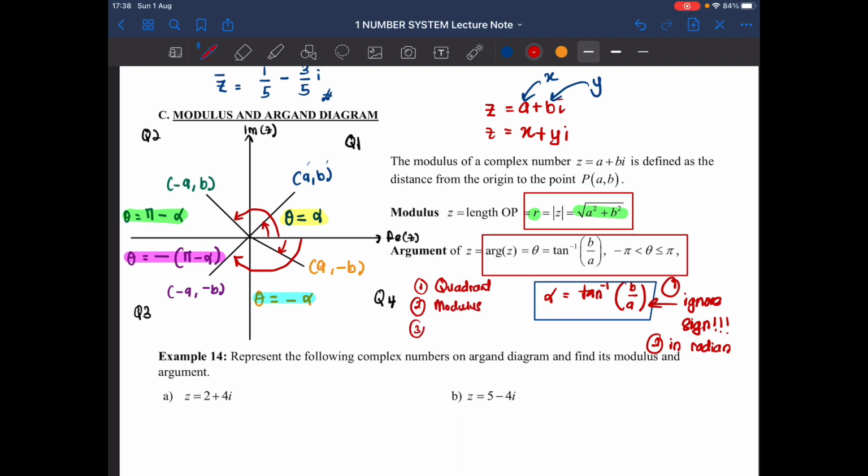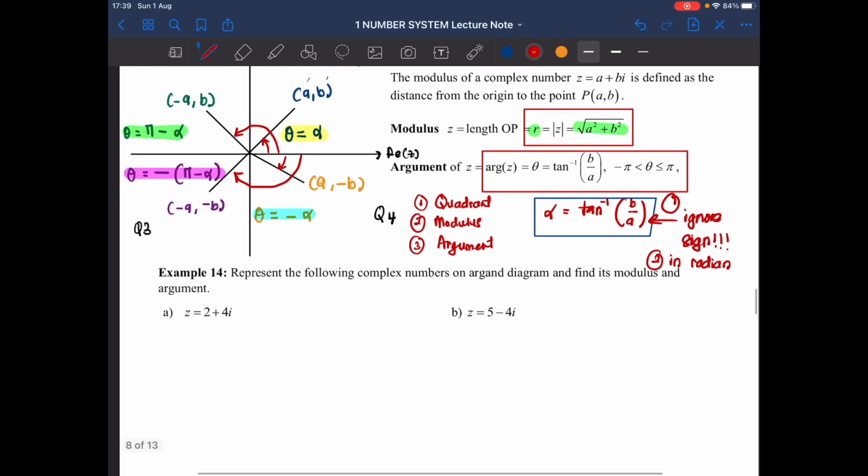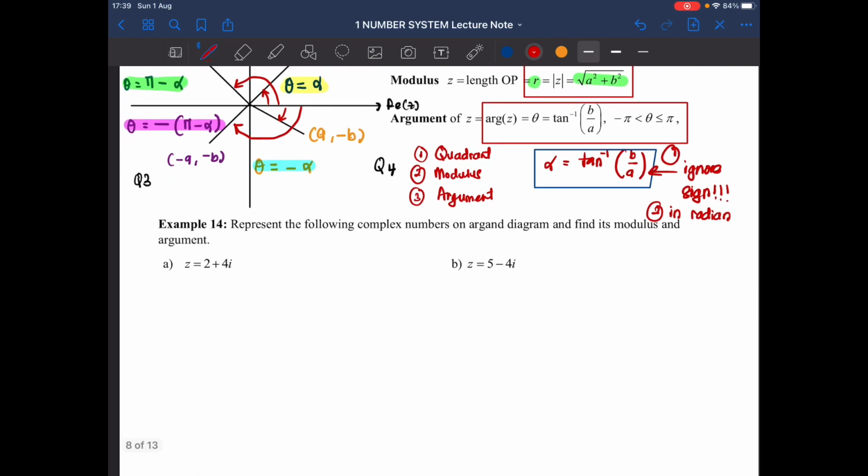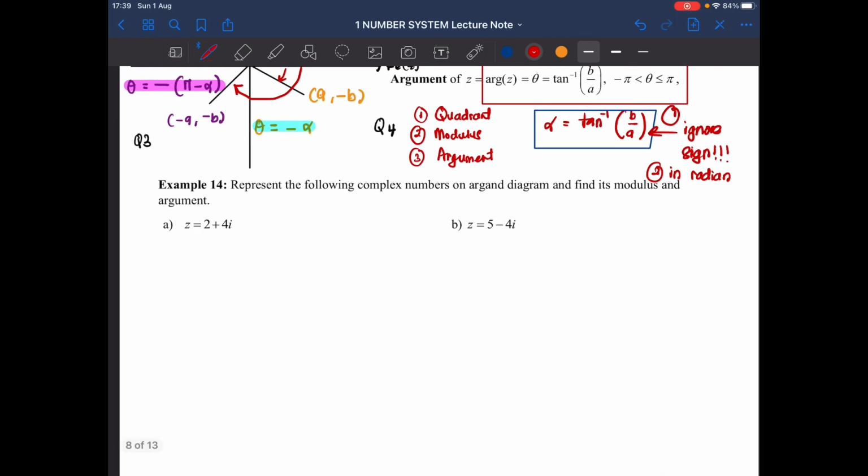The third part is we have to find the argument. Okay. Alright. So look at example 14. Represent the following complex number on an Argand diagram. This should show and find its modulus and argument. So we have Z is equal to 2 plus 4i.